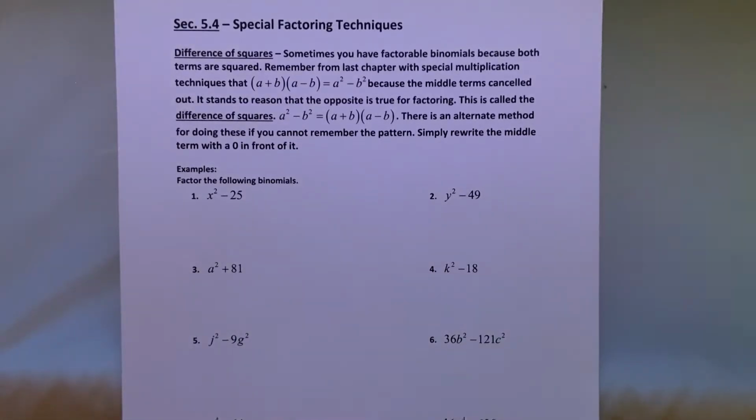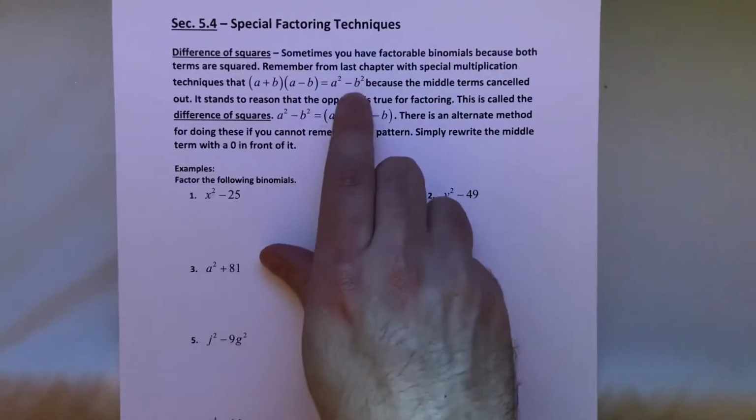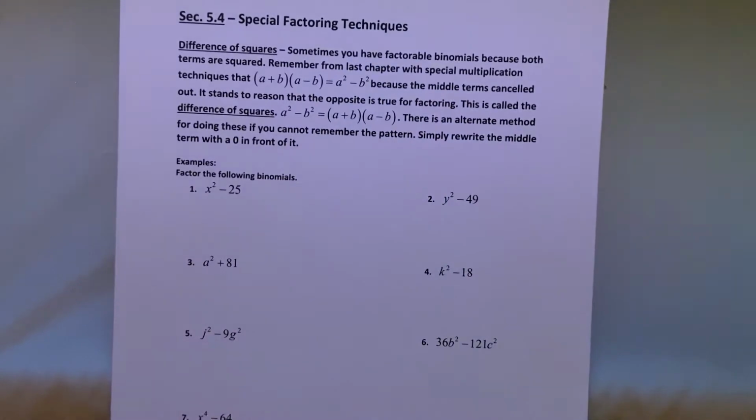Okay, so we just talked about factoring, so let's talk about some special factoring situations that arise from special multiplication situations. Remember, if you multiply conjugates, something like x plus 3 times x minus 3, the middle term disappears. That makes it look kind of weird for factoring. So when you see perfect squares with a subtraction in the middle of them, we call that the difference of squares.